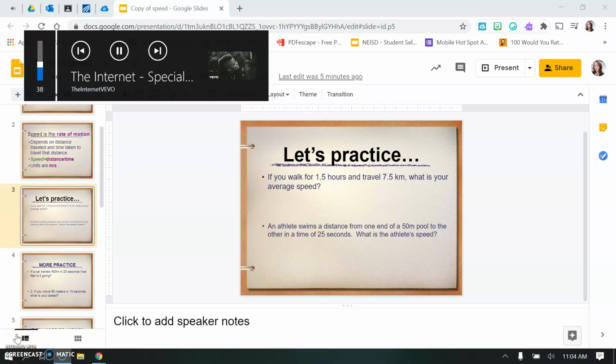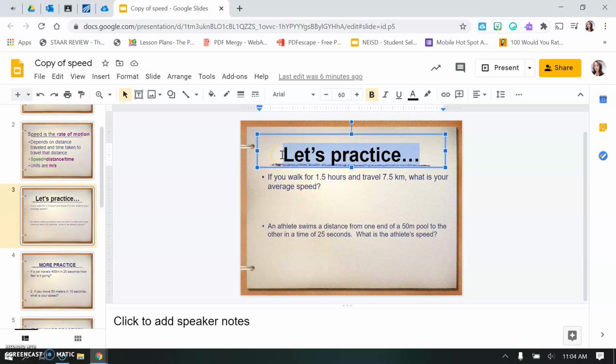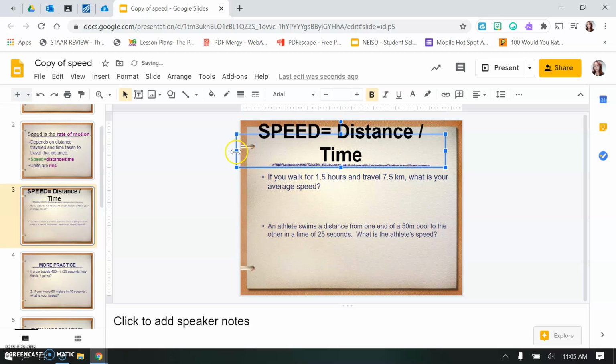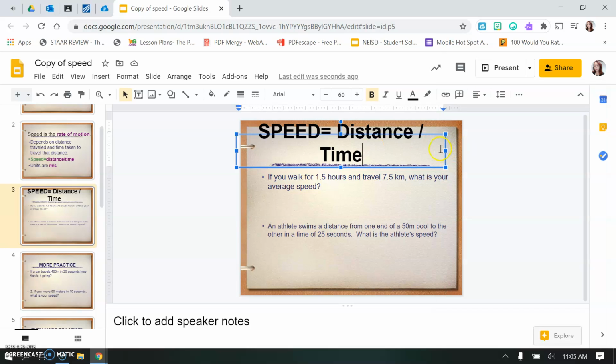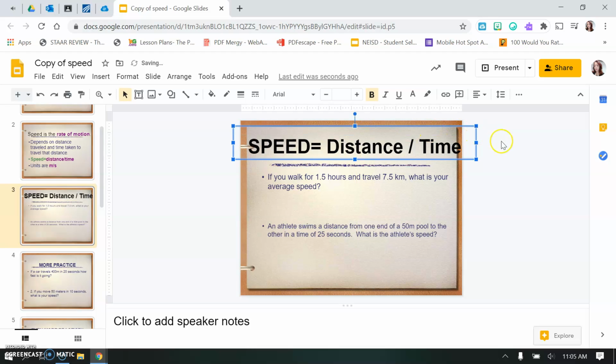I want to show you how to complete some practice problems for speed. The first thing you want to do is have the speed formula written down somewhere. So I'm going to delete this and I'm going to write the speed formula. Speed equals distance divided, that line means divided, by time. And if you don't know that that line means divided, try to remember that. Until you remember, you could also write the word divide next to it in case you're confused. So speed equals distance divided by time.